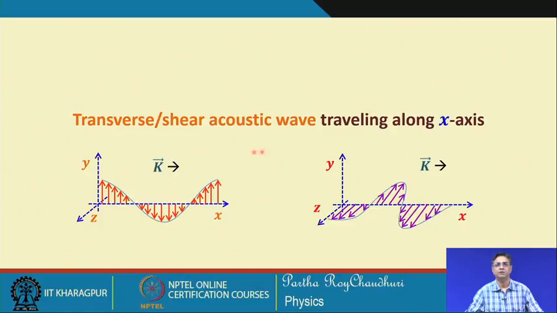So, it can have two independent polarizations, that is the vibration is along the y axis, and then it is called the y polarized shear wave or y polarized transverse wave, and if the vibration is on the other hand along the z axis, then it is called z polarized. So, we will use this nomenclature, y polarized and z polarized, to represent the propagation of shear waves in the material medium while discussing the deformation and optical interaction.